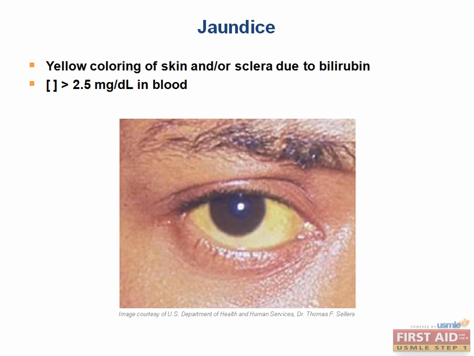We're about to talk about various liver conditions, many of which have jaundice as a clinical feature. And understanding the basic physiology of bilirubin will help you differentiate the types of jaundice. Jaundice presents as a yellow coloring of the sclera, which you can see here, or yellow coloring of the skin. This happens when it has a concentration of greater than 2.5 mg per deciliter in the blood.